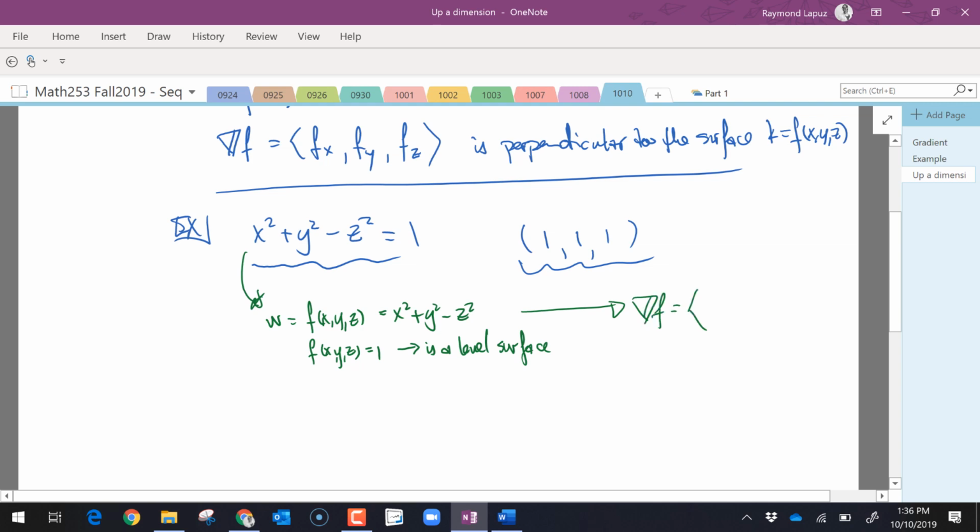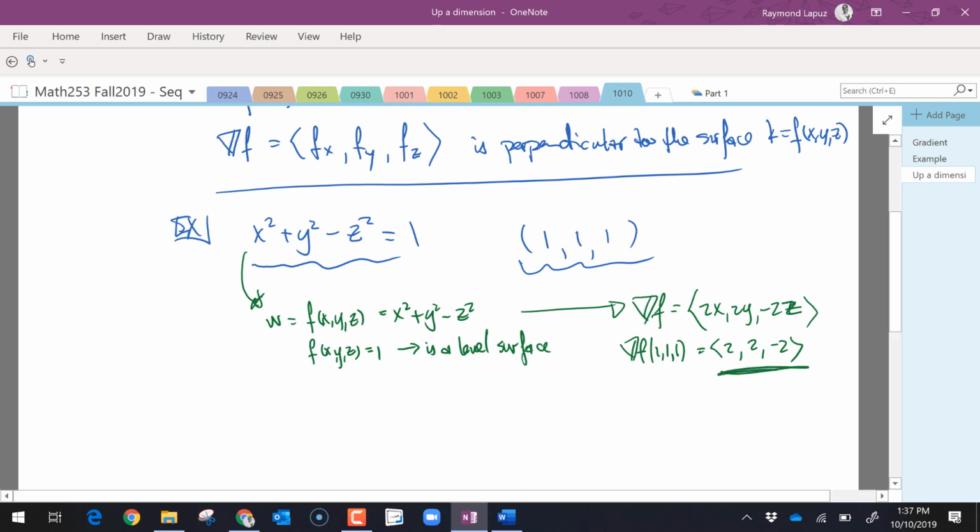And the gradient looks like it's going to be 2x, 2y, and negative 2z. So I have a three-dimensional gradient. And then that's just a vector. And if I take that vector and evaluate it at that point that I have, 1, 1, 1, I'm going to get positive 2, positive 2, negative 2. Nice, easy point.